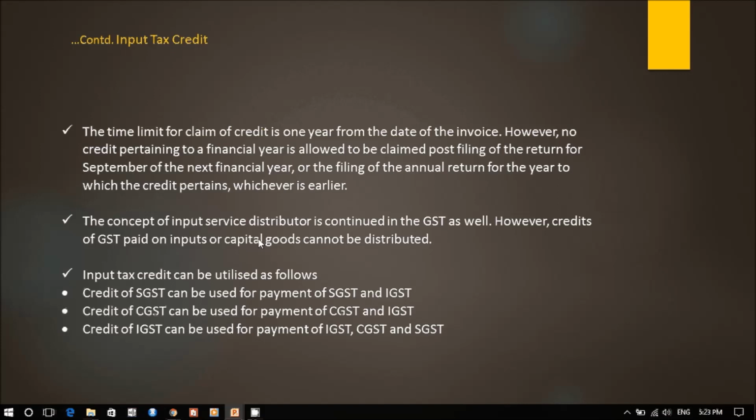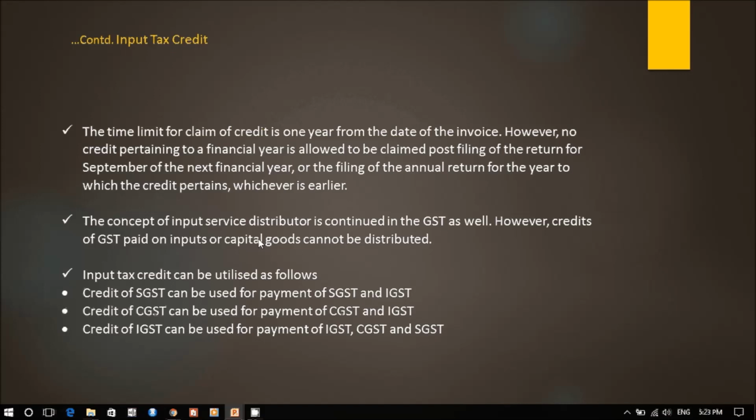Credit of the CGST can be used for the payment of CGST and IGST. In our example, we have the input credit of the CGST amounting rupees 200. We can take its credit for the payment of CGST as well as IGST.